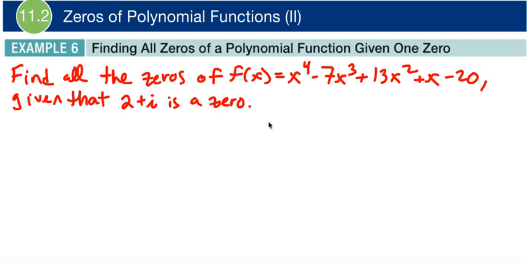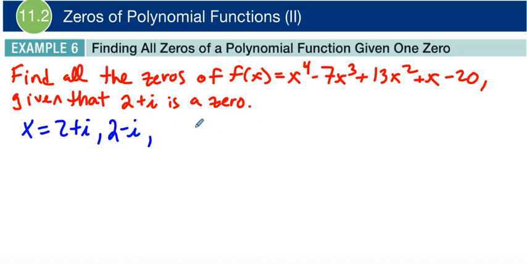All right, the last example here for section 11.2 is, again, we want to find all the zeros of this function here, f of x, and they do give us a little hint. They give us that one of the zeros is 2 plus i, so that's nice of them, isn't it? So we know that one of the zeros is 2 plus i, which means that we know two zeros. The other one must be 2 minus i.